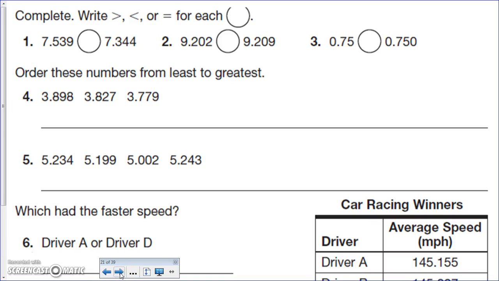For the try it here, we're going to complete each problem and we're going to write greater than, less than, or equal to for each circle. So in problem number 1, we have 7 and 539 thousandths compared to 7 and 344 thousandths. First thing we need to do is, starting at the left, work to the right and find the first position where there's a different number. So they both have 7s in the 1 spot, so we're going to go behind the decimal to the tenths. One has a 5 and one has a 3. So we know 7 and 539 thousandths is greater than 7 and 344 thousandths.